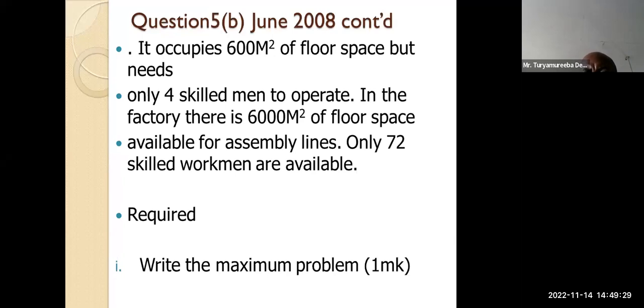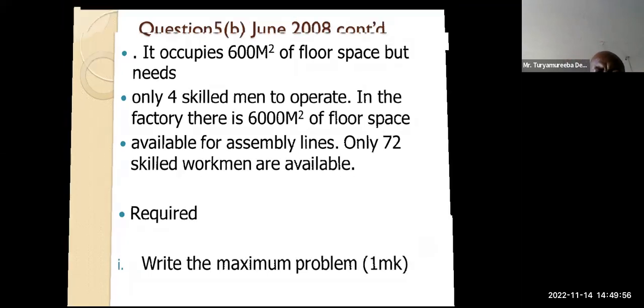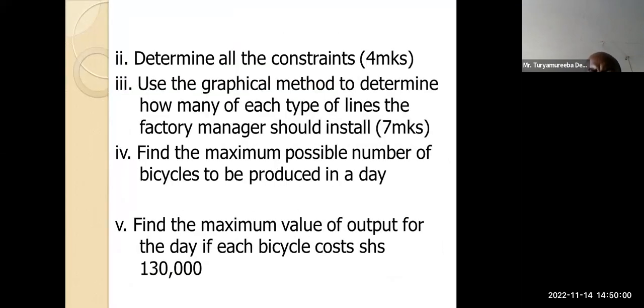In this particular problem, we want to maximize production, because they want the number of assembly lines to be installed so that they can have the maximum number of bicycles produced. And therefore, when you are going to choose what becomes the variable, I mean that you want to say X and Y, or you can use Z, or X1, X2. When you look at this question, anybody who failed to determine the definition of the variable should note that part 3 of the question says use the graphical method to determine how many of each type of lines, which means the assembly lines will be the ones to become the variables.